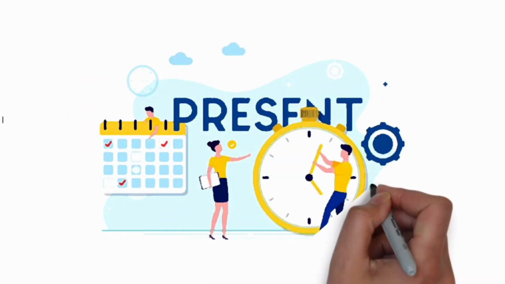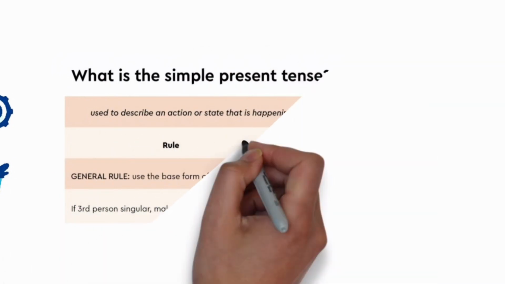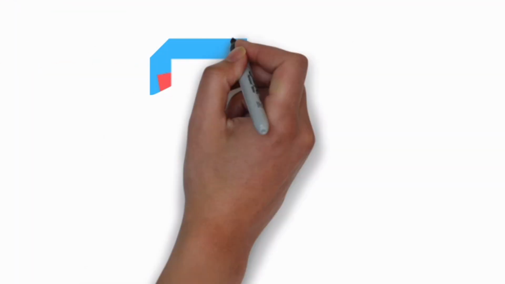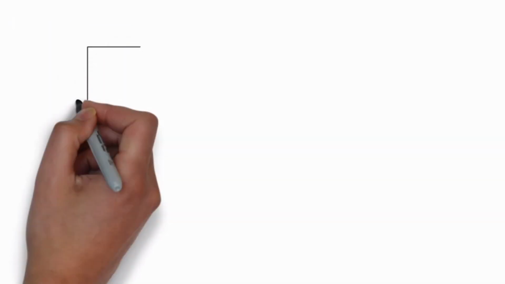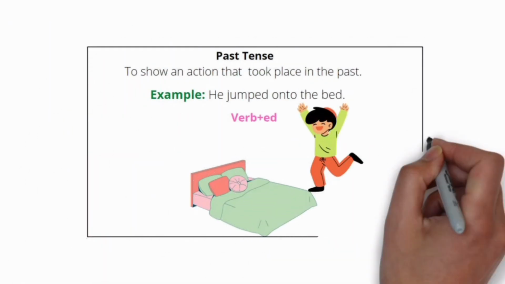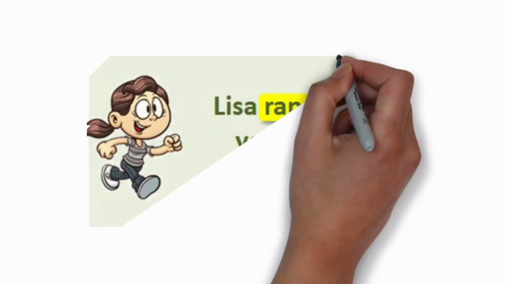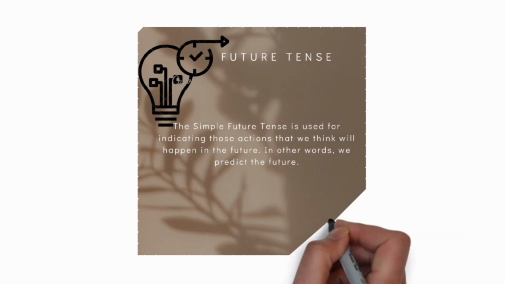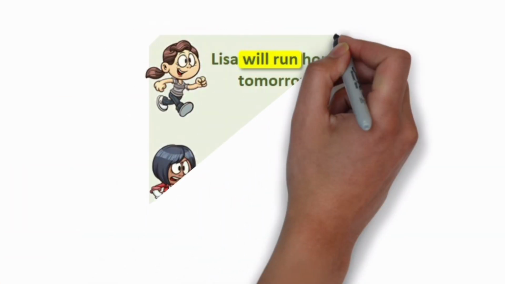The most common tenses are present tense, which indicates an action that is currently happening or a state that currently exists. For example, I run, or she thinks. Past tense indicates an action or state that happened in the past. For example, I ran, or she thought. Future tense indicates an action or state that will happen in the future. For example, I will run, or she will think.